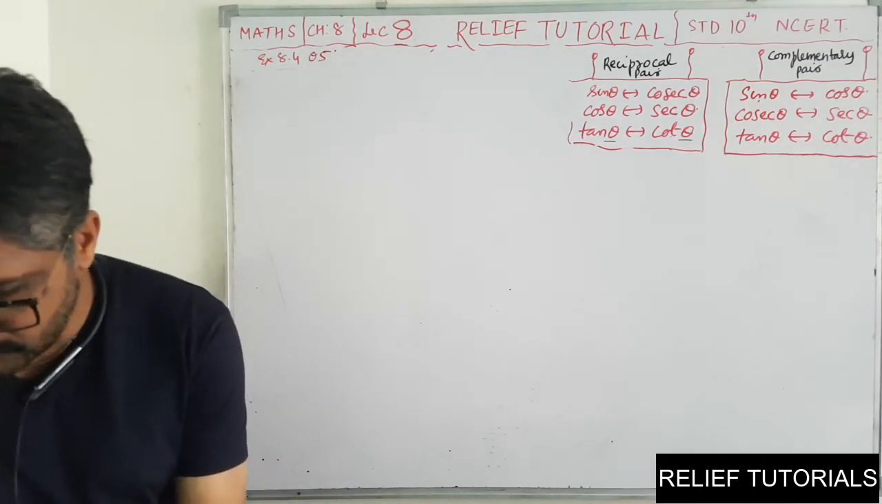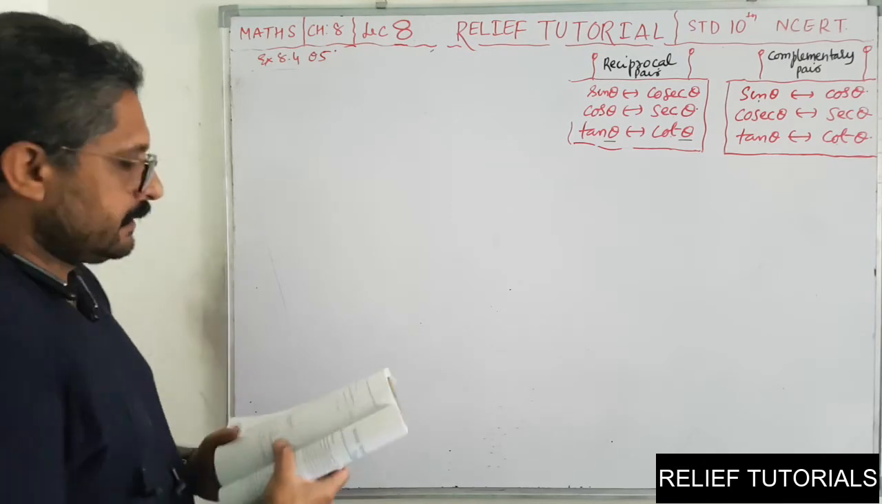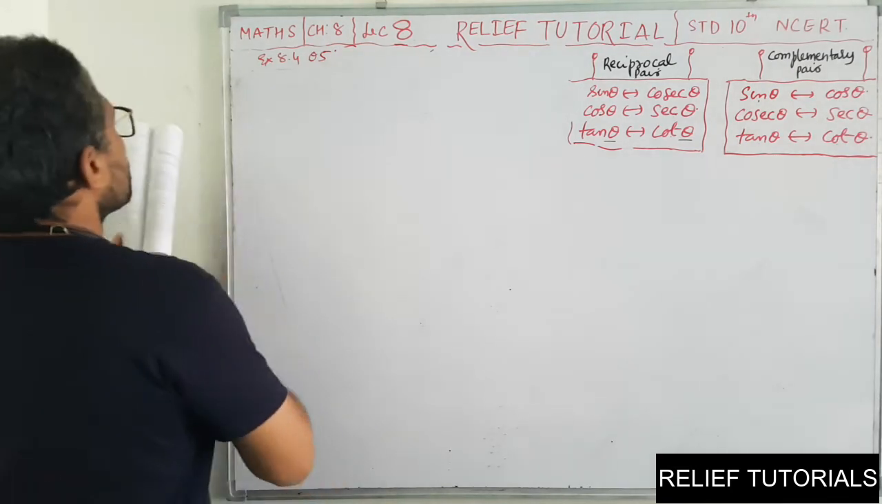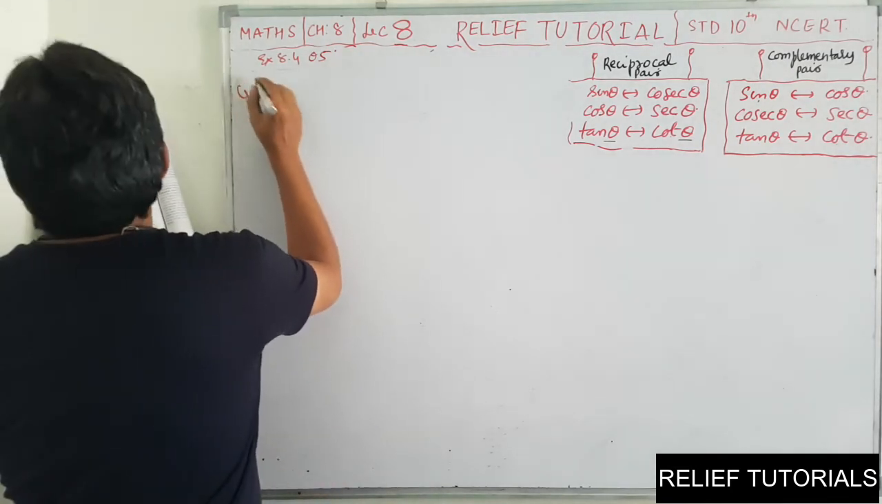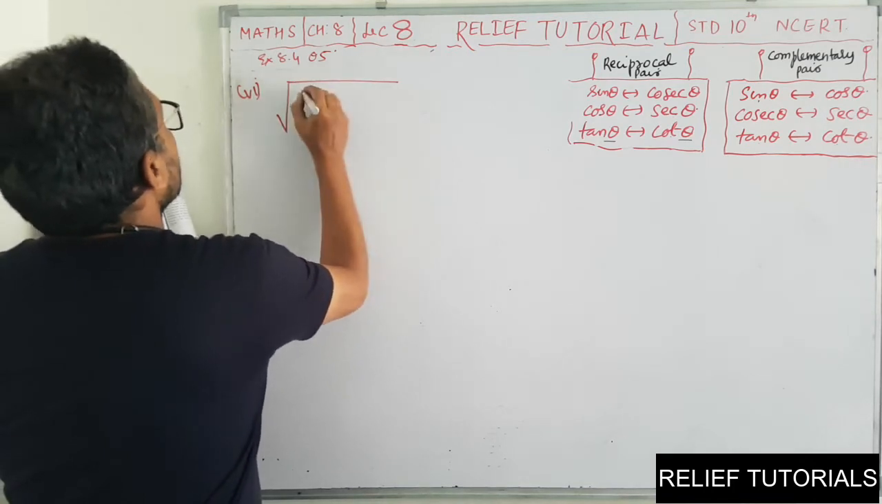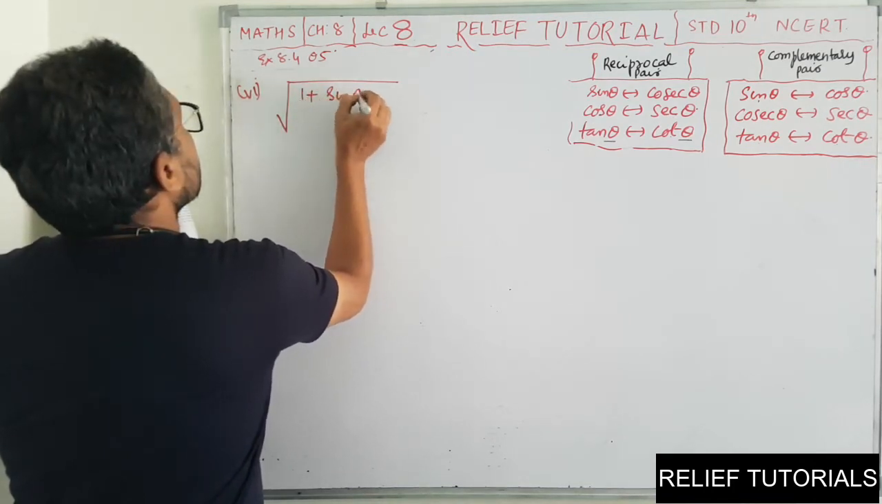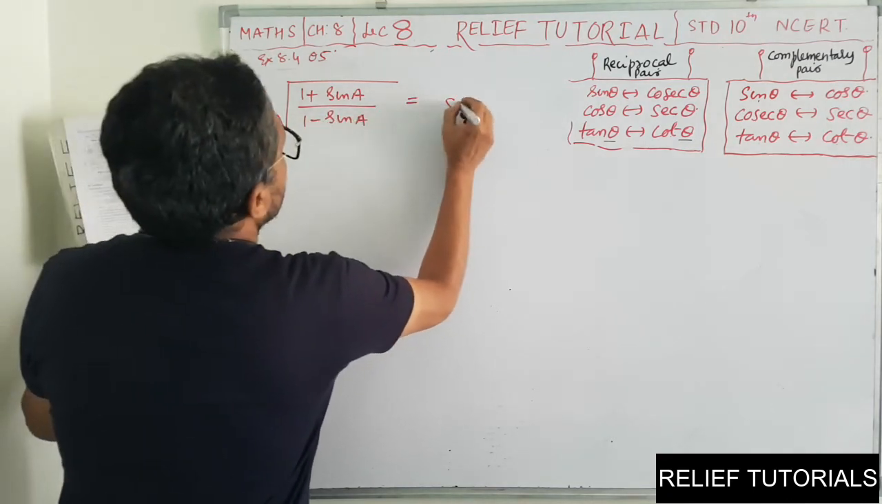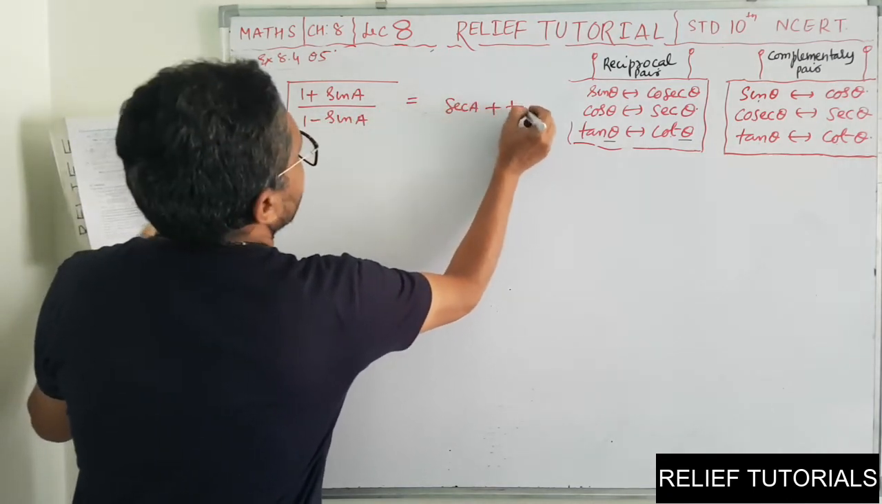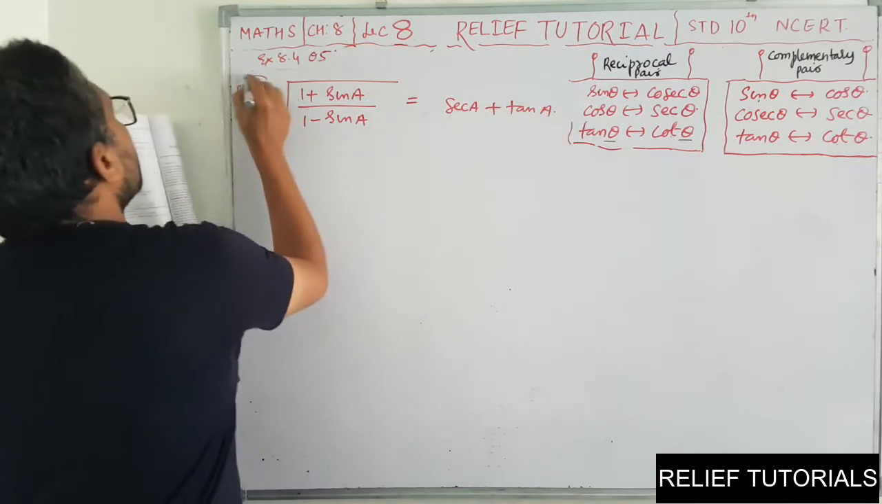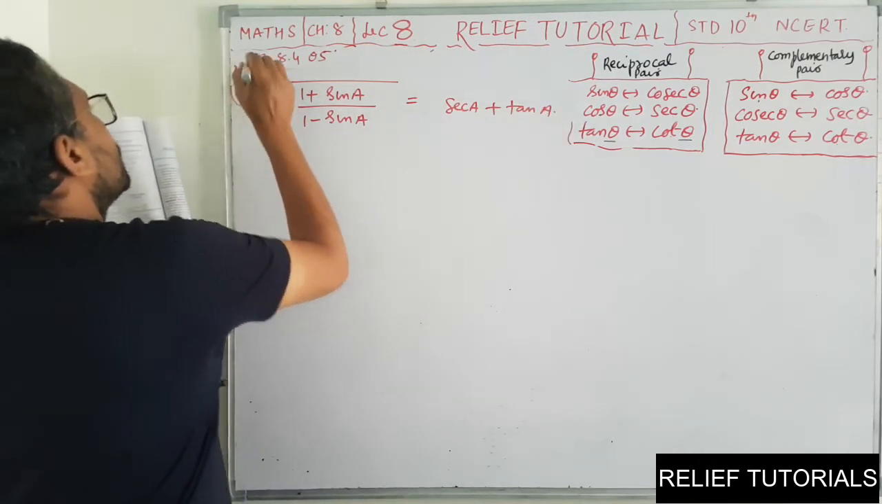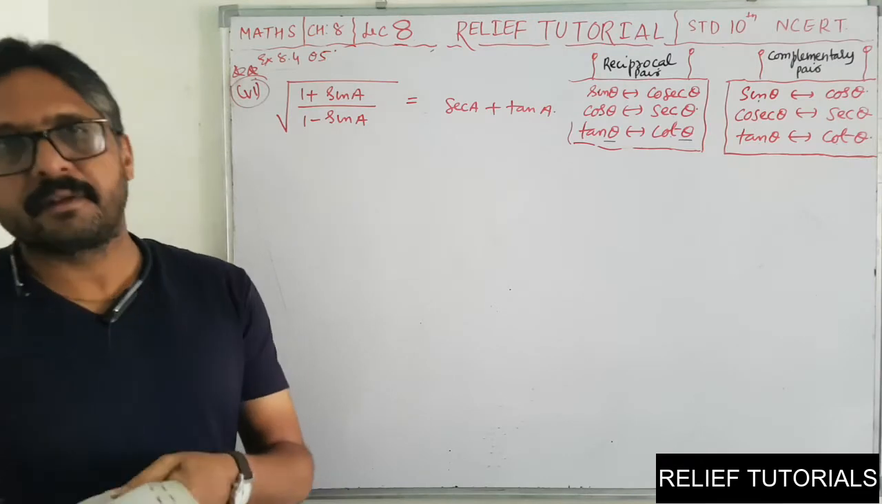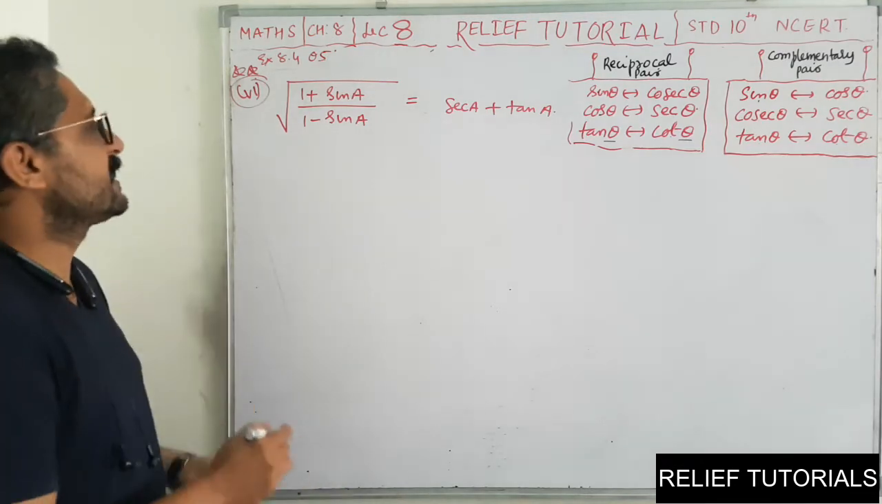Now we will skip question number 5 and I am going to solve question number 6. Root of 1 plus sin A upon 1 minus sin A is equal to sec A plus tan A. Important. See, look here, how we are going to solve this.